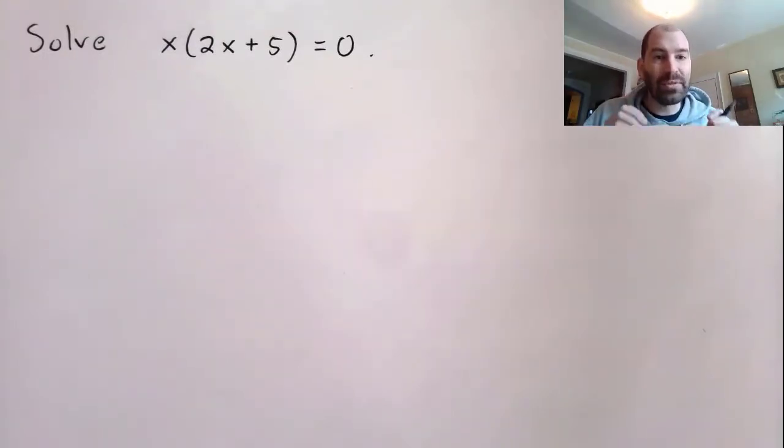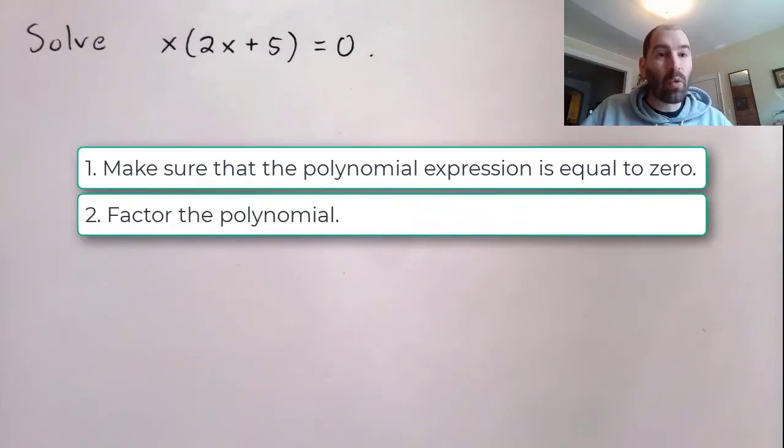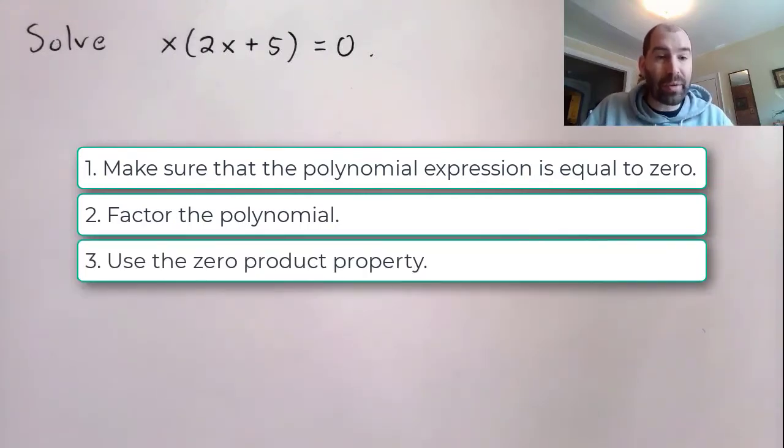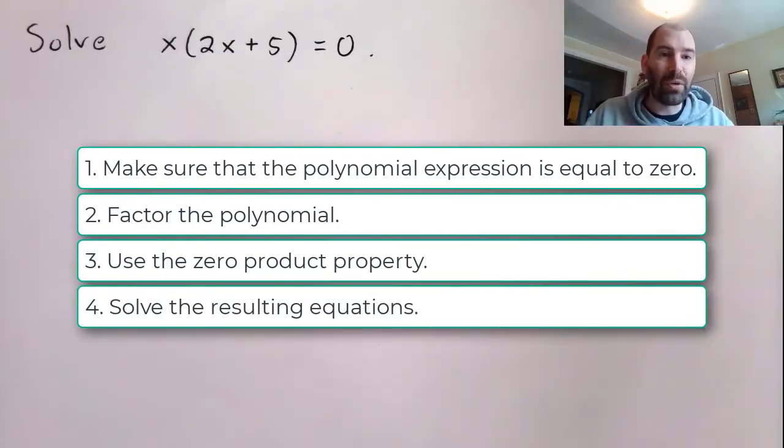This process involves several steps. We need to first make sure that on one side of the equal sign we have 0, so that we can use the zero product property. Secondly, we are going to need to factor our polynomial so that we actually have written it as a product, because the zero product property has to do with a product. So the second step is factoring the polynomial. The third step is to employ the zero product property and to say that one of those two factors must equal 0. And the fourth step is to solve the resulting equations that come from setting those factors equal to 0. So that four-step process will allow us to solve polynomial equations.